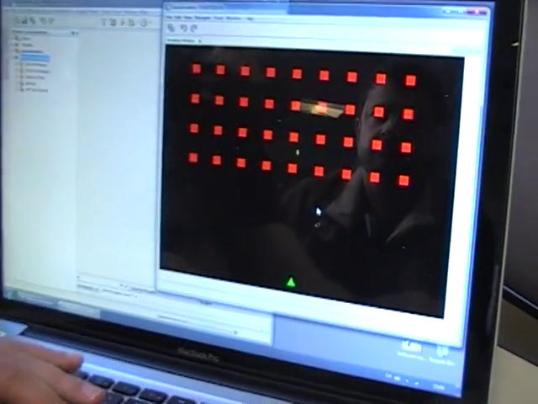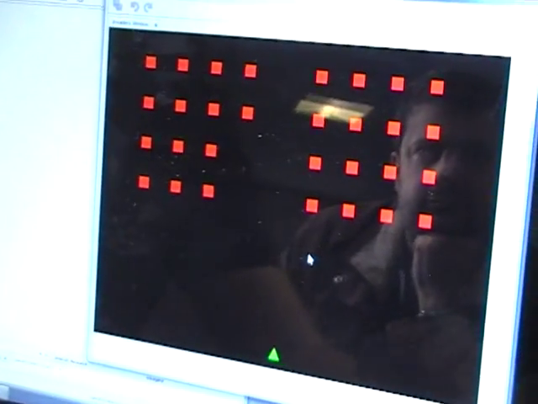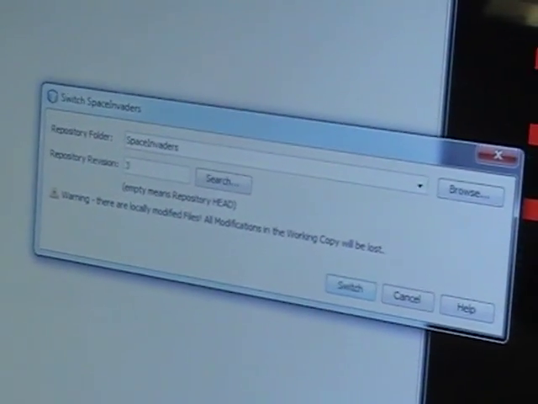This is the first revision of a very, very boring Space Invaders game. You can shoot some aliens, and you can do pretty much nothing more, no movement in the game. So we want to improve on that. So we want to switch to a version that actually supports movement and shooting by the aliens.